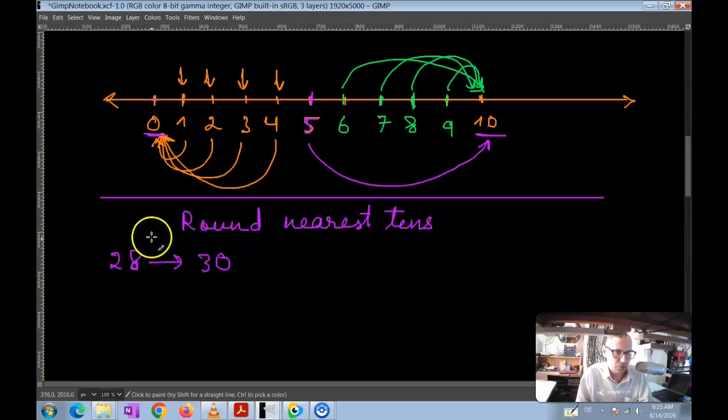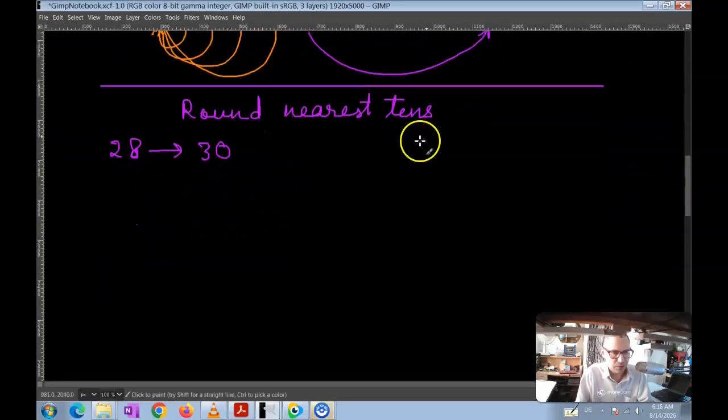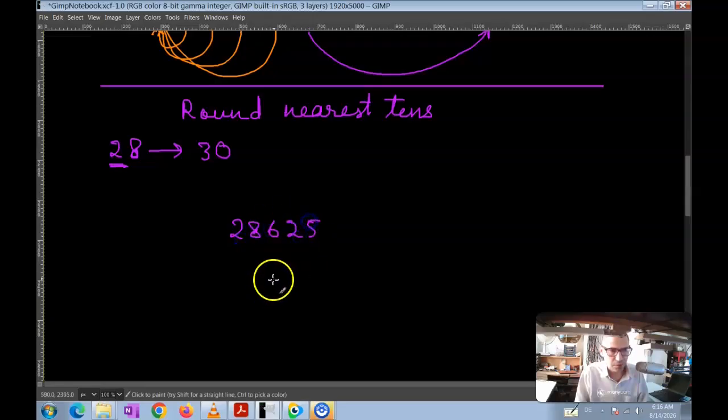And this is easy because you want to round to 10, so you have only a couple of digits over here, so it's not that hard to think about the situation. But these numbers get complicated when you have some number like, for example, 28,625, and you want to round to the nearest tens, which is this digit over here.